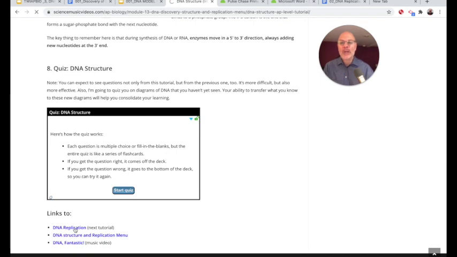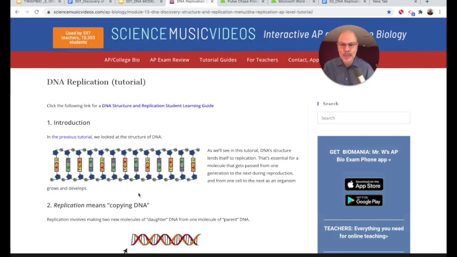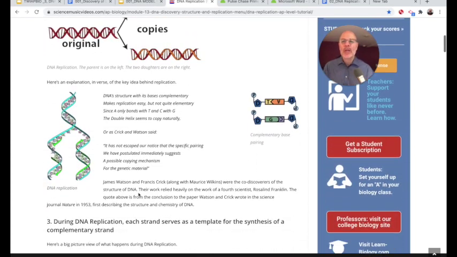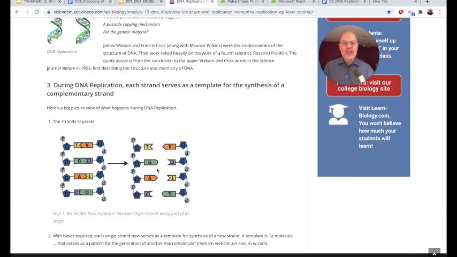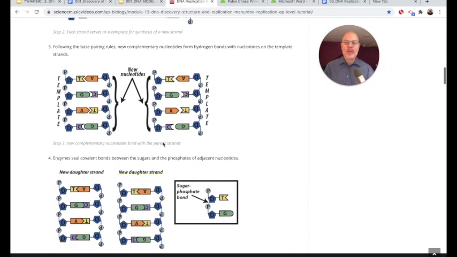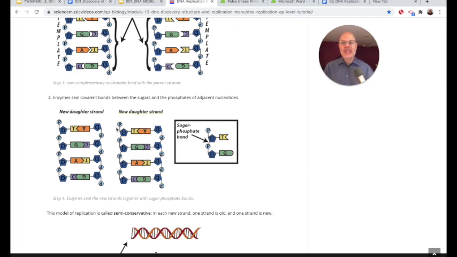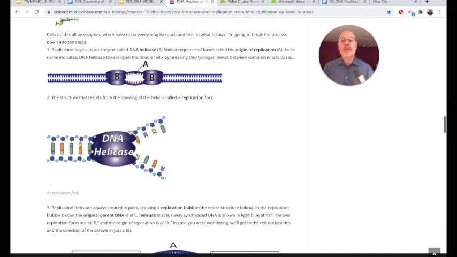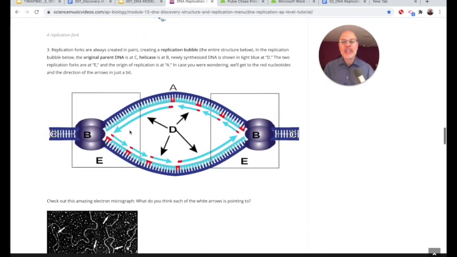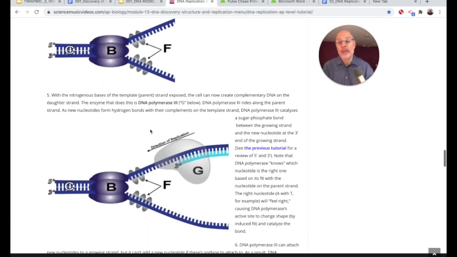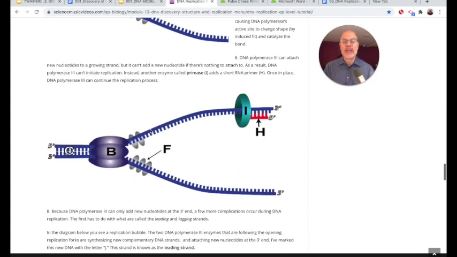And then finally, we go to DNA replication. I teach DNA replication on a big picture level. So, the basic idea of strands separating, each strand acting as a template for a new strand, new nucleotides coming in, and then enzymes sealing the bases between the sugars and the phosphates. And then we go all the way through the beautiful details of how there's a whole team of enzymes that carry that out in eukaryotic, in prokaryotic cells, in all cells.